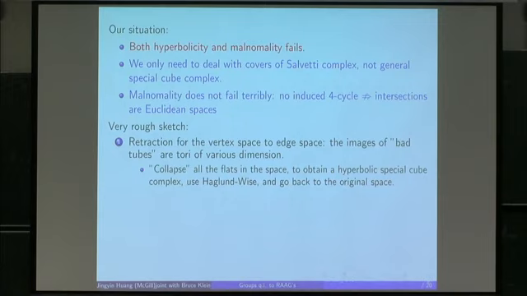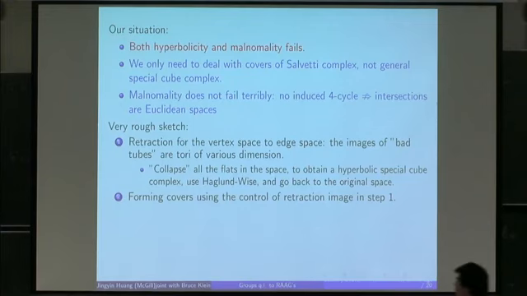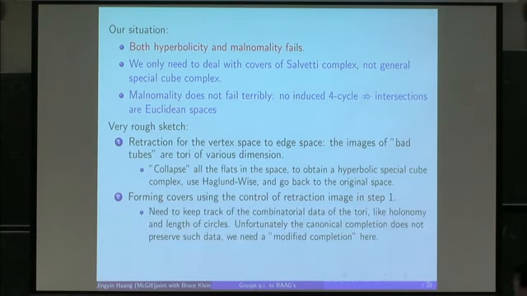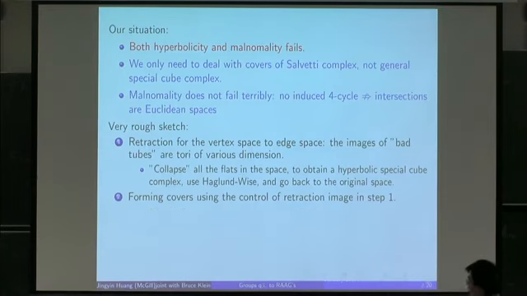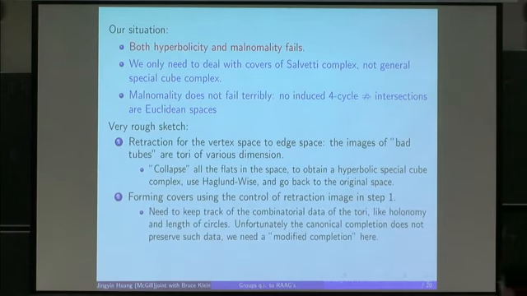So this is the first step, and then the second step is, once we have control on the retraction image, we want to find a way to put all these tubes together. There's also something new here. In the case of Haglund and Wise, their retraction image is trivial, so it's relatively easy for them to glue the tubes together. However, in our case, our retraction images are tori of various dimension.